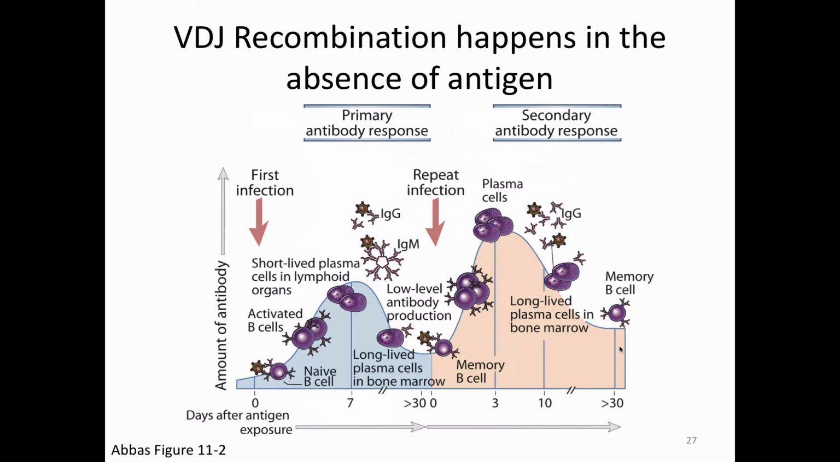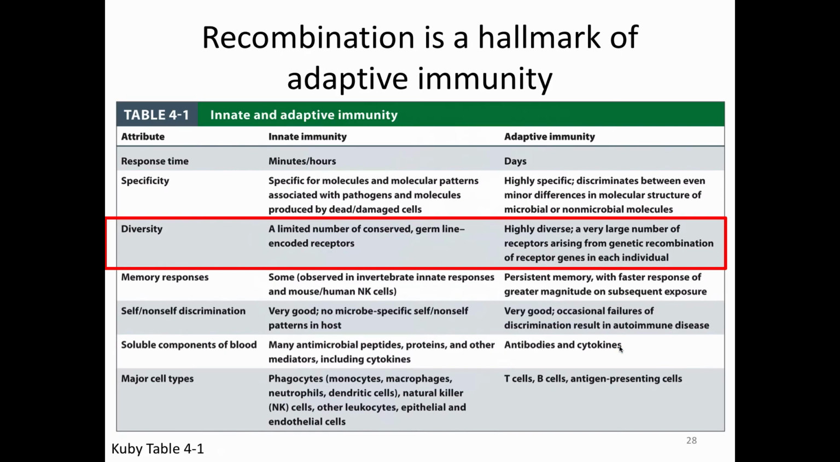This is why immunologists stopped using the term acquired immunity, because you didn't acquire anything. You had the cell way beforehand. That cell just adapted, which is why we go with that term. So knowing that this happens in the absence of antigen is really, really key. This process of VDJ recombination is one of the things we use to define adaptive immunity.